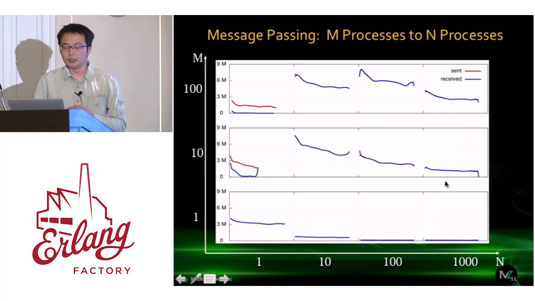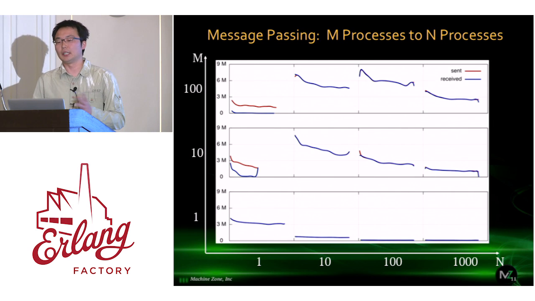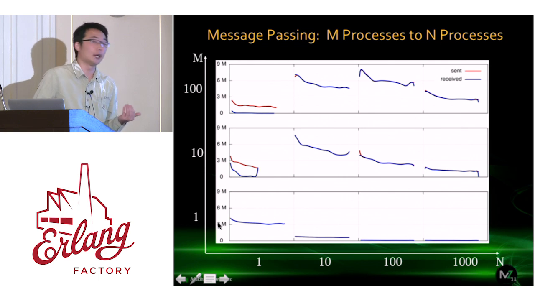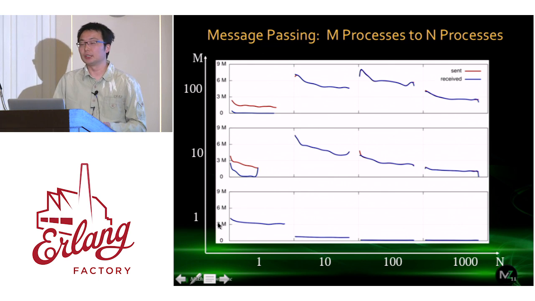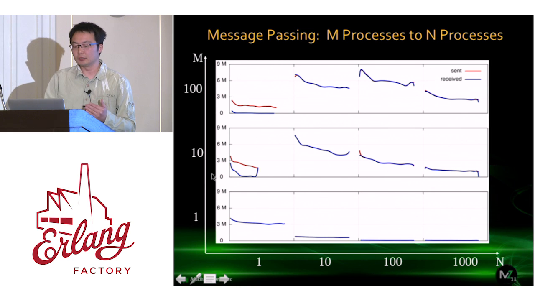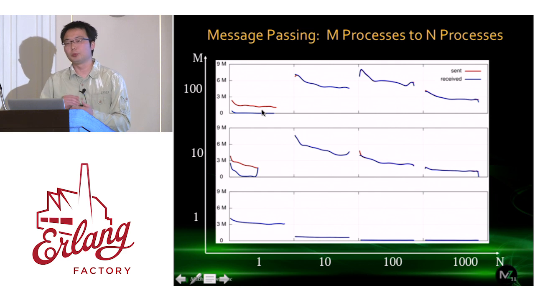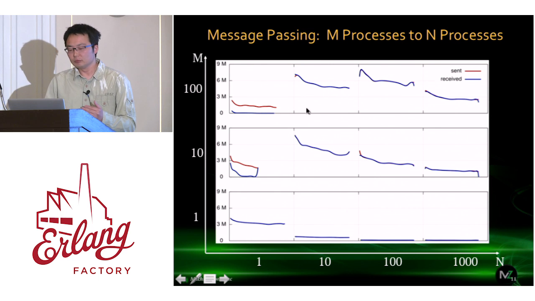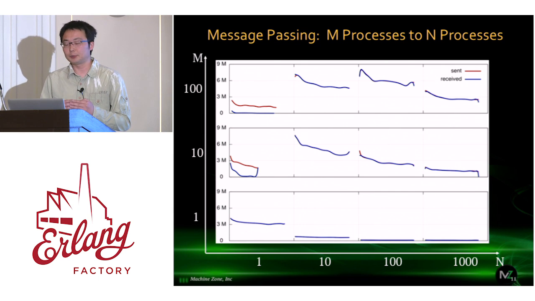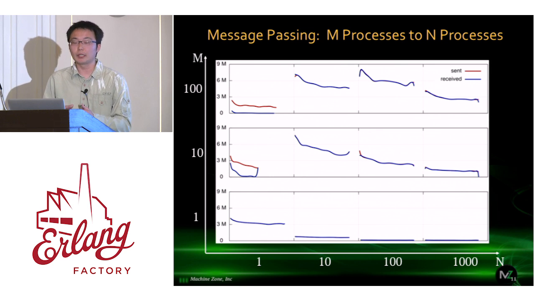Next, we try to be more generic, and we increase the number of senders from 1 to 100, and we increase the number of receivers from 1 to 1,000, and we observe the number of messages we process. As we can see, depending on the scenario, it's different. In our experiment, we use a MacBook Pro, where the best we can do is below 10 million per second.